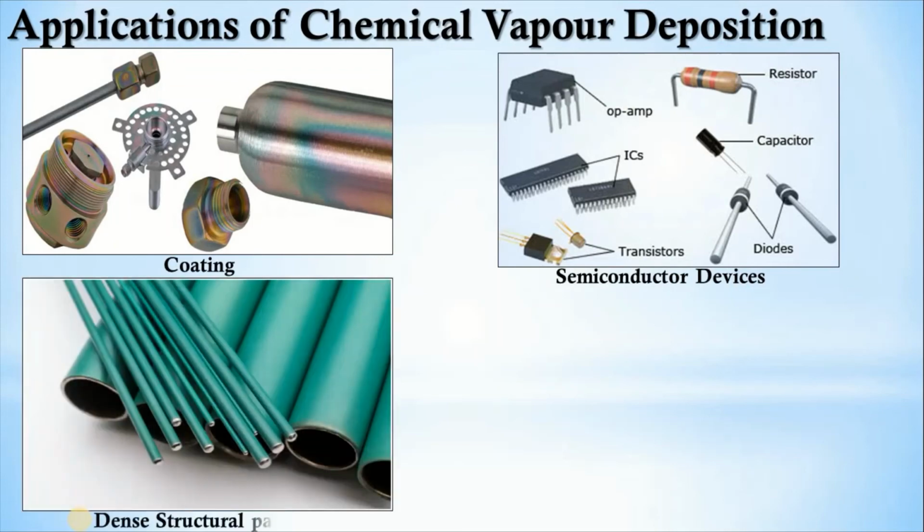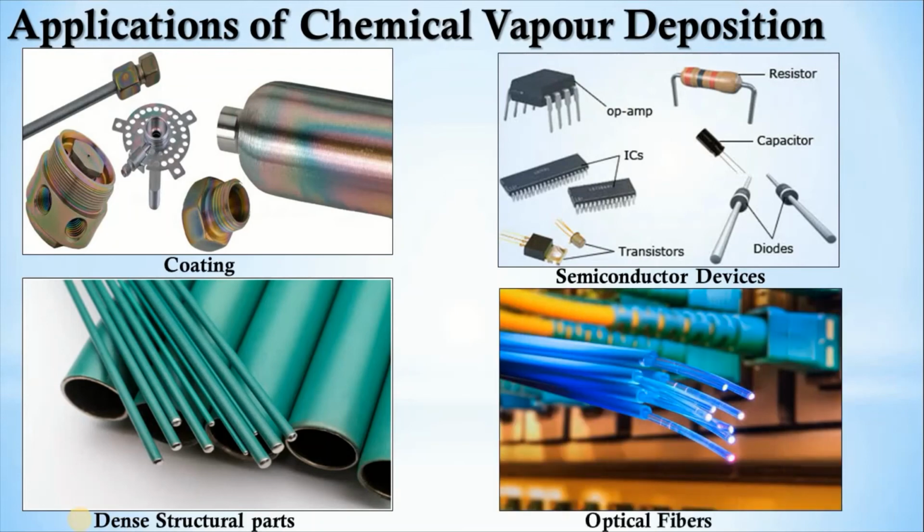Then we can use it for dense structural parts, where it produces components that are difficult or uneconomical to produce using conventional fabrication techniques. There we can use this chemical vapor deposition process. Dense parts produced via CVD are generally thin walled and may be deposited onto a mandrel or former. Then we can use it in optical fibers for telecommunication purposes.